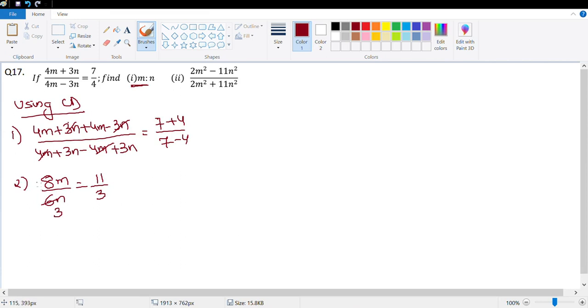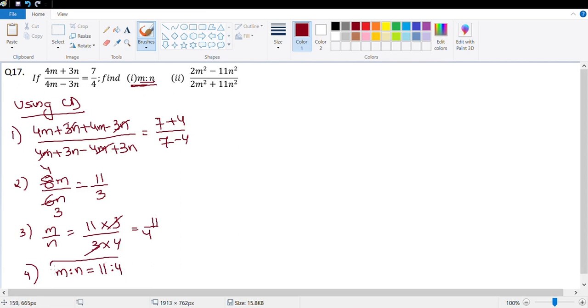That's 2 into 3, 2 into 4, which means m upon n is equal to 11 into 3 upon 3 into 4, basically cross multiplying. 3 and 3 get cancelled, which means this is equal to 11 upon 4. They want it in the ratio form, so my answer would have to be in the ratio form. M is to n is equal to 11 is to 4. Right, that's the first part of the question.